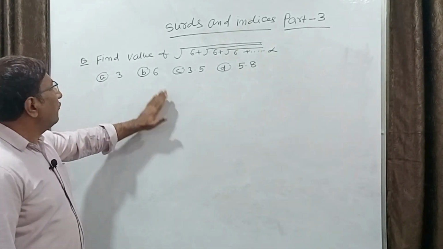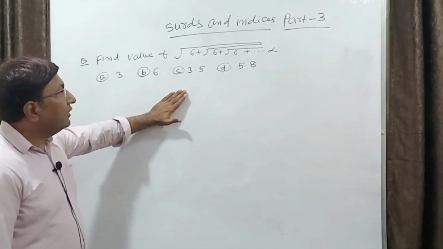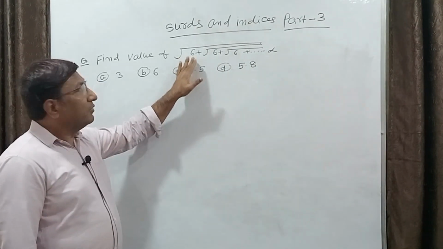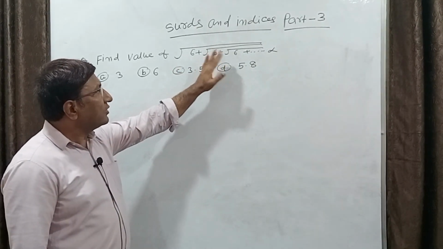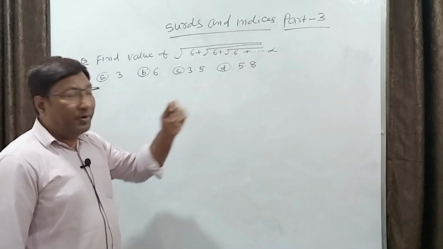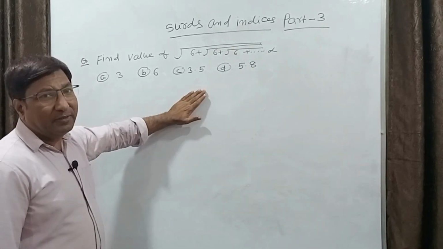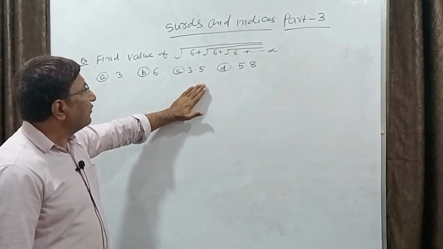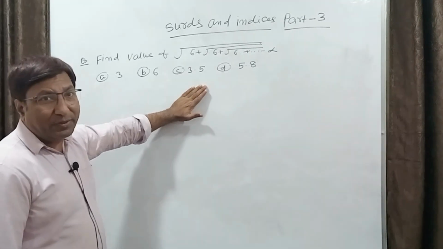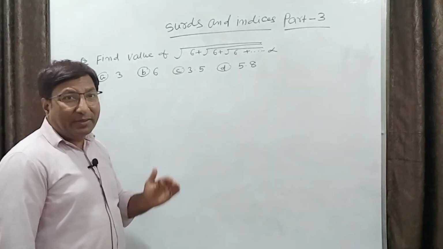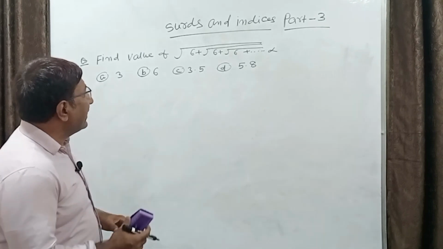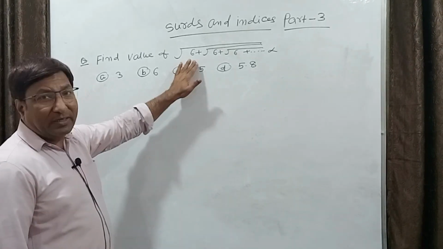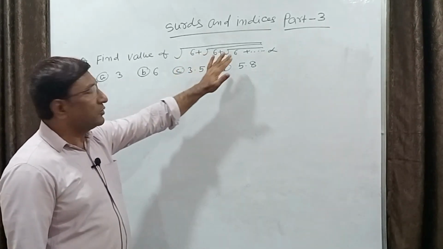Here the question is: find the value of root under 6 plus root under 6 plus root under 6 plus up to infinity. For this type of question, what is the simple technique? We can solve this question in two ways: one is the basic concept and the other is a simple technique. The technique is this, if the question has a plus sign.